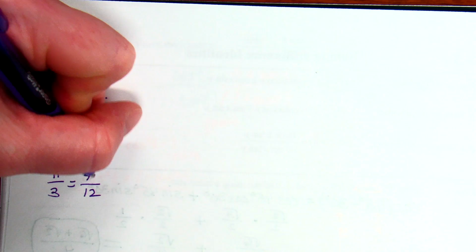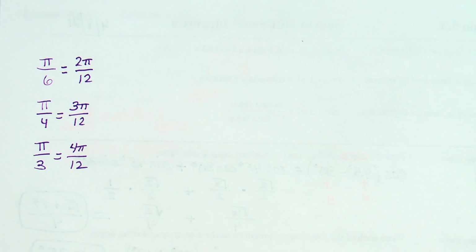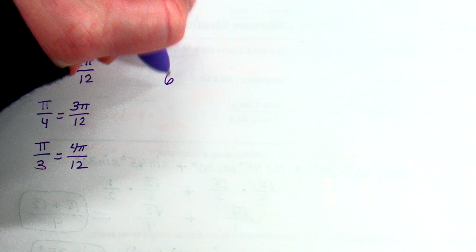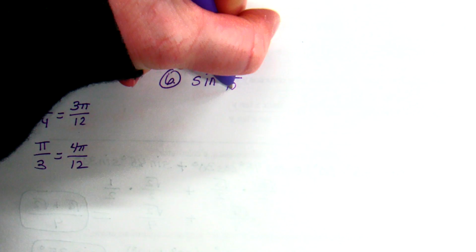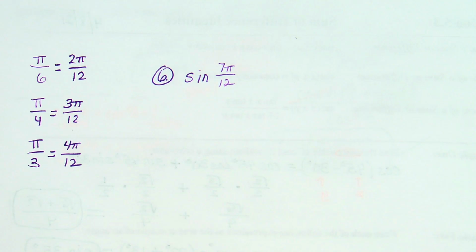And the reason I give you those is because, let's see, we did a cosine on example 1, didn't we? So let's do number 6. Number 6, this is from your homework tonight, is the sine of 7 pi over 12. And you're being asked to find the exact value. Use the sum or difference identity to find the exact value.